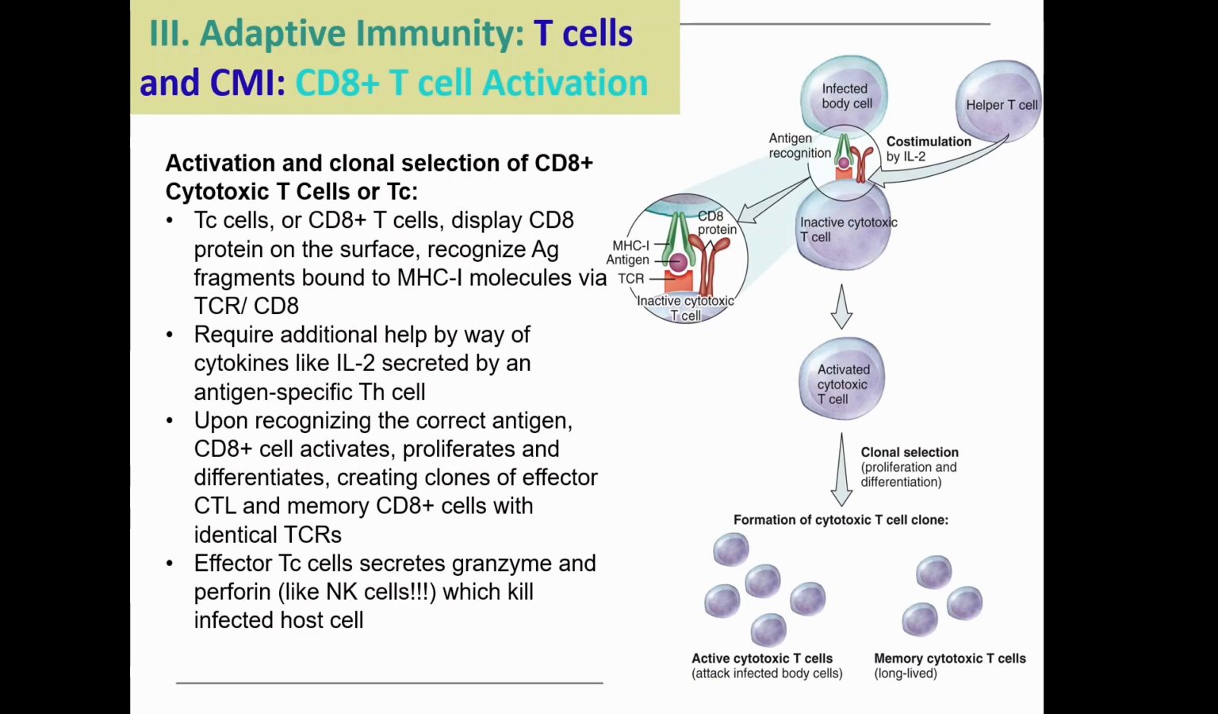The effectors are then going to go after and target cells that are infected, using the perforin and the granzymes, which will kill the cell that's been infected. Memory cells, as always, hold on to the information of how to target infected cells for that specific antigen.